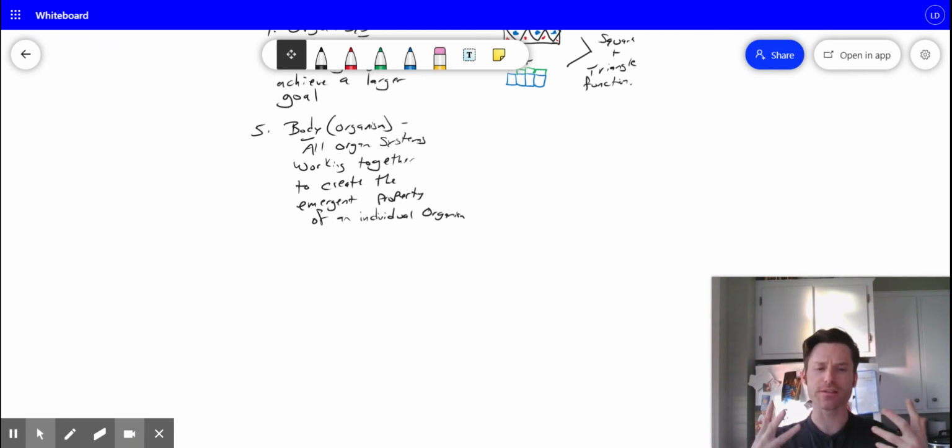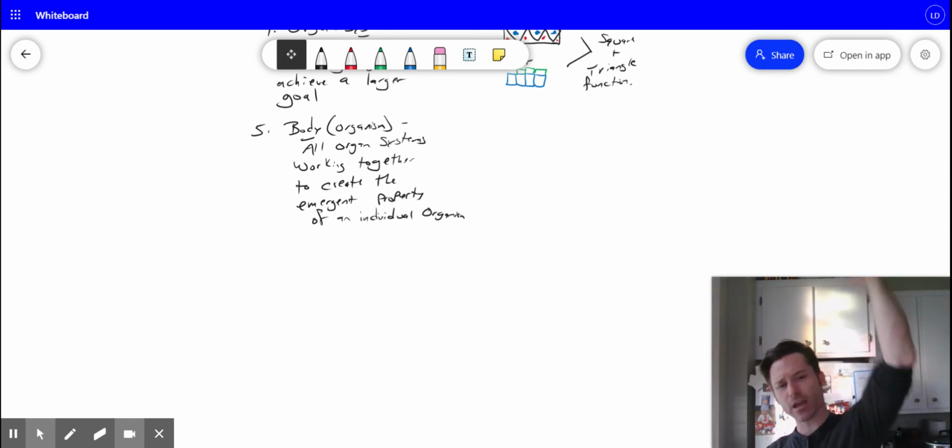Because this idea of emergent property is basically the sum of a piece's parts is greater than its individual pieces put together. Right? So the whole is greater than just the sum of the parts. Okay? I'm not just my organs working together because I'm an individual. I'm an organism. Right? And so you put together all these organ systems, you get the body, you get a living thing, you get an organism, an individual. And that's it. That's how our stuff is organized as far as living levels go.